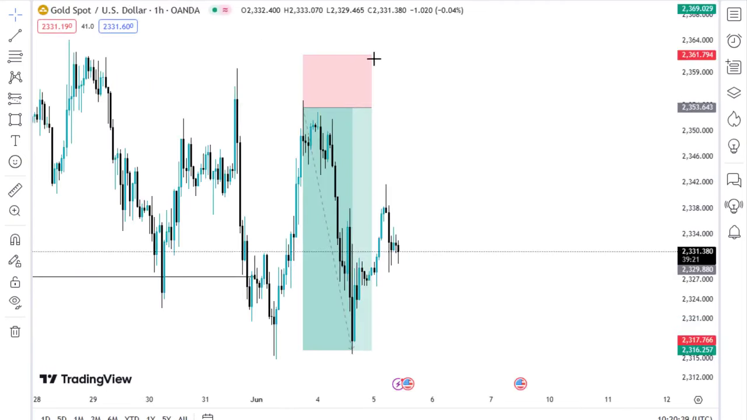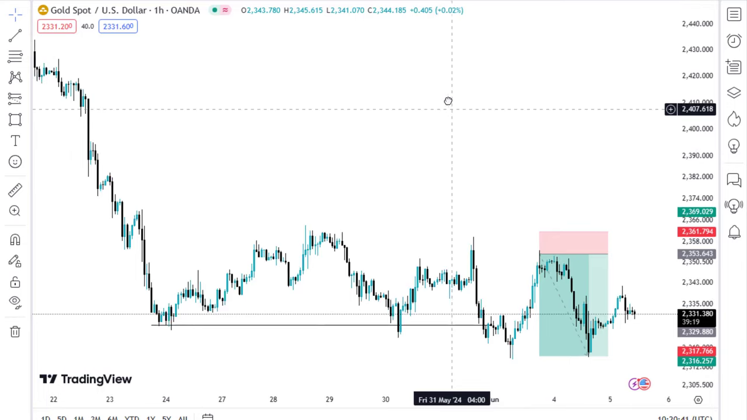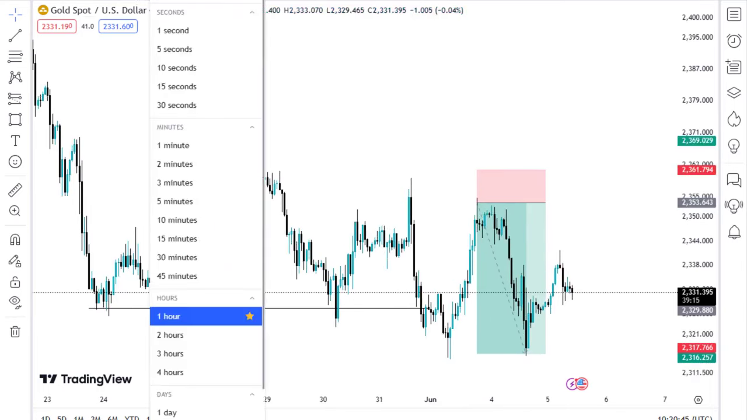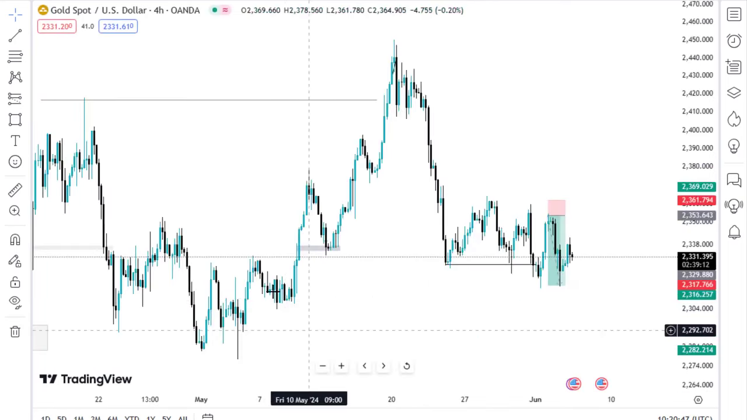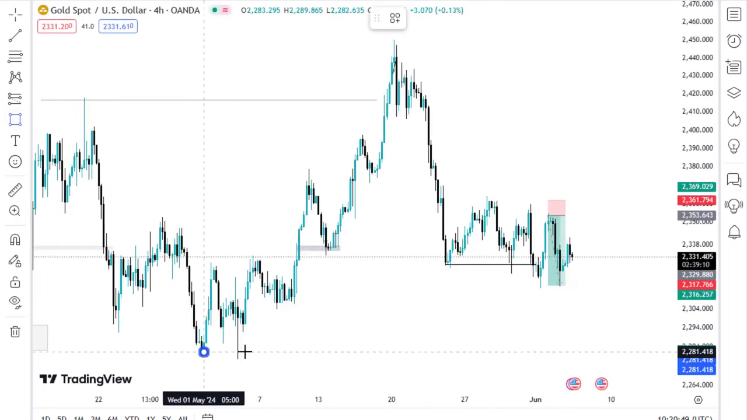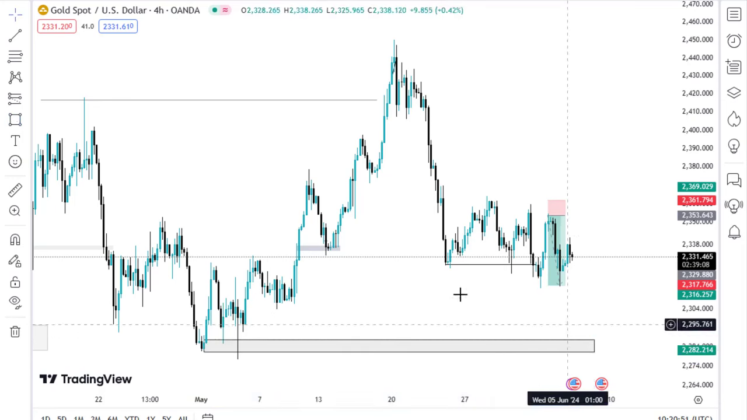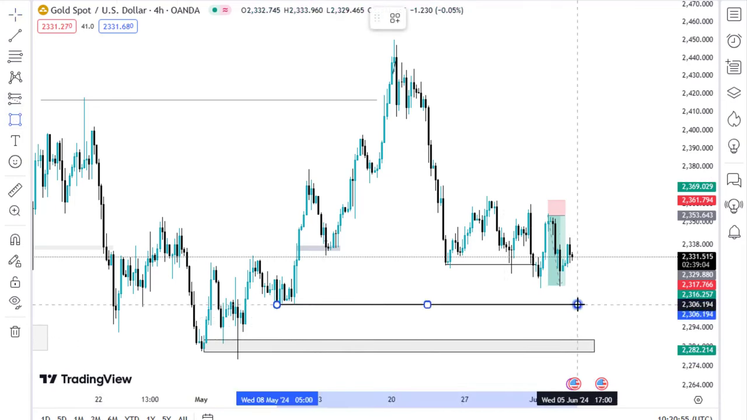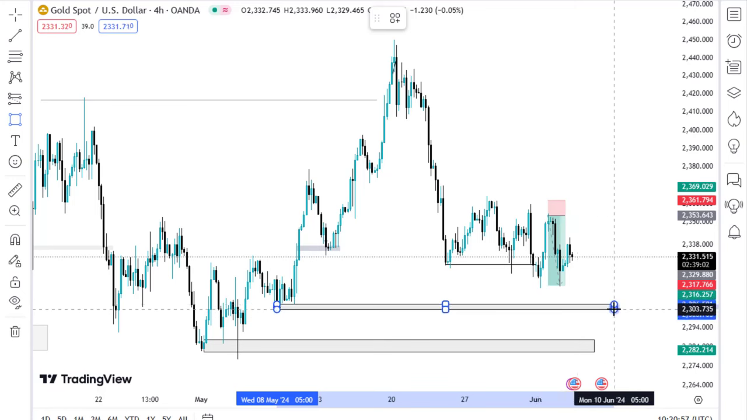I'm now looking for my entries because I've already identified where price is going to. In this bigger time frame, guys, always remember that we have to mark out these key zones here. These are the zones where price will probably be pulling down to in the long run, if the trend has to continue.